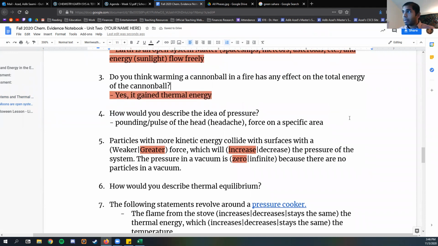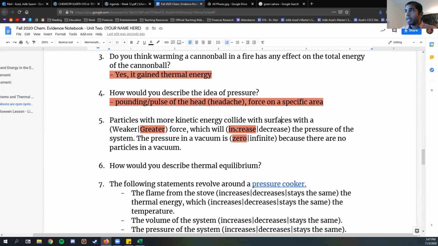So how would you describe the idea of pressure? I asked the students this in the form of a headache. How would you describe a headache? You feel like a buildup of pressure, a pulsing in the head, a force. And when I heard that, you gotta specify a force where? Behind the eyes, behind the ears, behind the back of the head. It's on a specific area. And so pressure is force in a specific area.